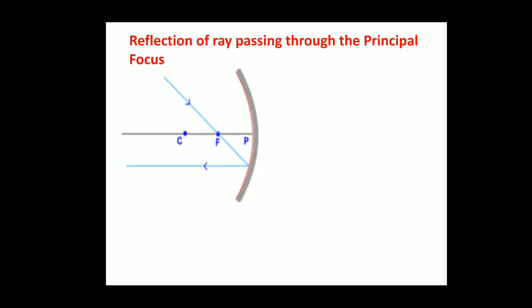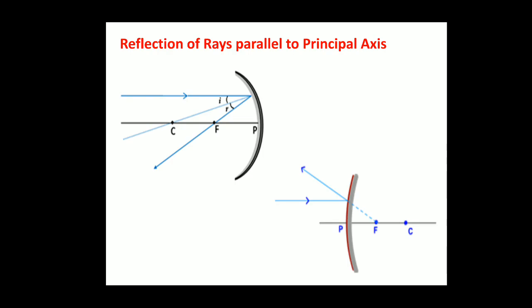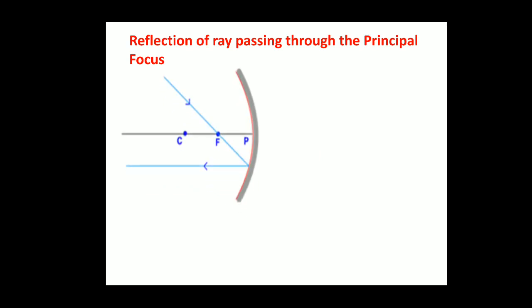Rule number 2 is, suppose the incident ray passes through the focus. What will happen? Just the reverse of that. See, the incident ray passes through the focus, and the reflected ray is parallel to the principal axis. Just the reverse of the previous one. Parallel to the principal axis, passes through the focus, and here it passes through the focus, and after reflection it is parallel to the principal axis. So what will happen for a convex mirror?